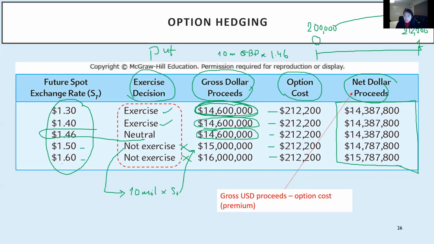So as you can see, using option hedging, you are potentially protected on the downside. It doesn't matter how low the exchange rate moves, your lowest dollar proceeds is 14.3 something million USD. But on the upside, if the exchange rate moves up in your favor, then your proceeds will be higher. So you are protected on the downside, but you're not limited on the upside.